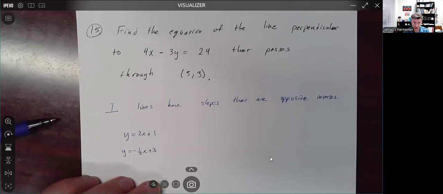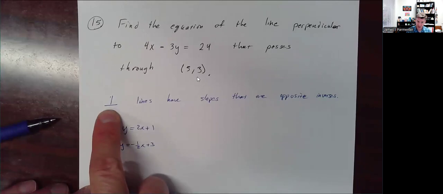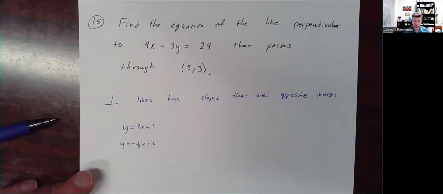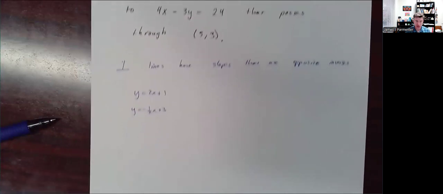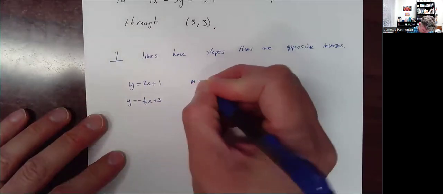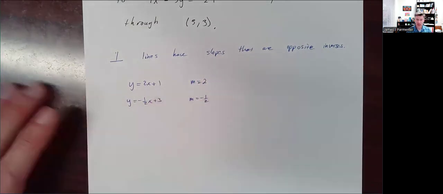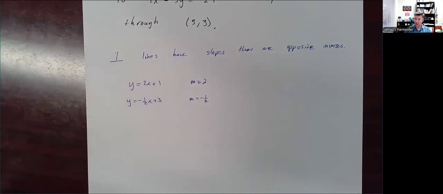Okay, there we go. So we are finding the equation of the line perpendicular to 4x minus 3y equals 24 that passes through the point (5, 3). And I was talking about how this symbol means perpendicular, because usually you draw it a little more right-angly. Perpendicular lines have slopes that are opposite inverses. So these two lines, y equals 2x plus 1 and y equals negative 1/2 x plus 3, are perpendicular because the slope here is 2 and the slope here is negative 1/2. And since those numbers are opposite signs and reciprocals of each other, we see that they are perpendicular.